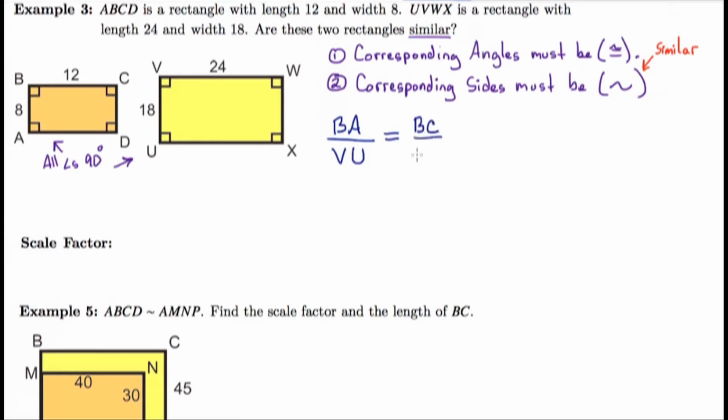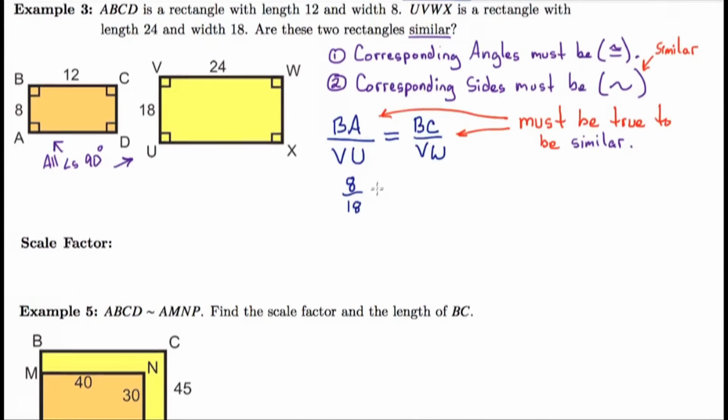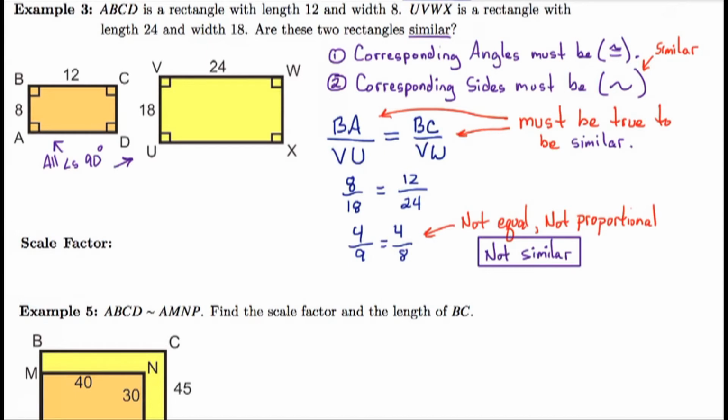So BA to VU must be equal to BC over VW. Those are the corresponding sides of each rectangle. So I substitute my knowns in this proportion. I get 8 over 18 equals 12 over 24, which simplifies to 4/9 equals 4/8. Not equal, so it's not proportional, therefore not similar.